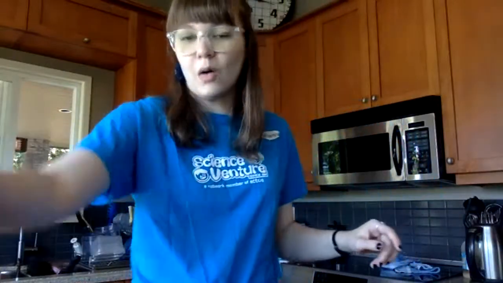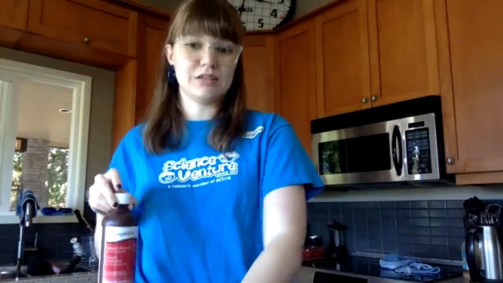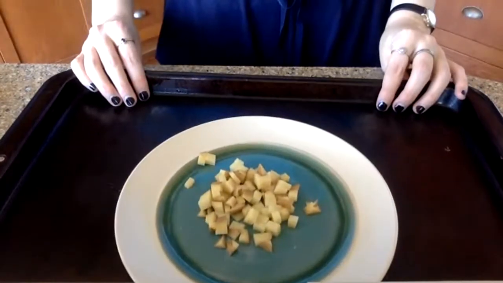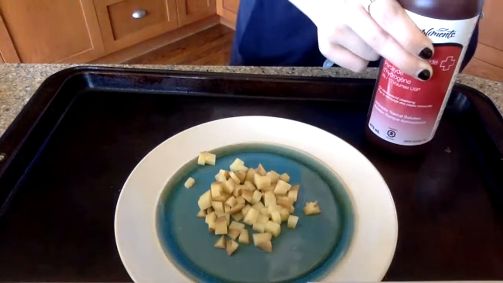So let's get started. What I'm going to do is show you how our hydrogen peroxide reacts when we add it to different substances. So first thing, I got the humble potato. Mash them, boil them, stick them in a stew. So I have my potato on a plate. I'm going to take my little dropper, hydrogen peroxide.